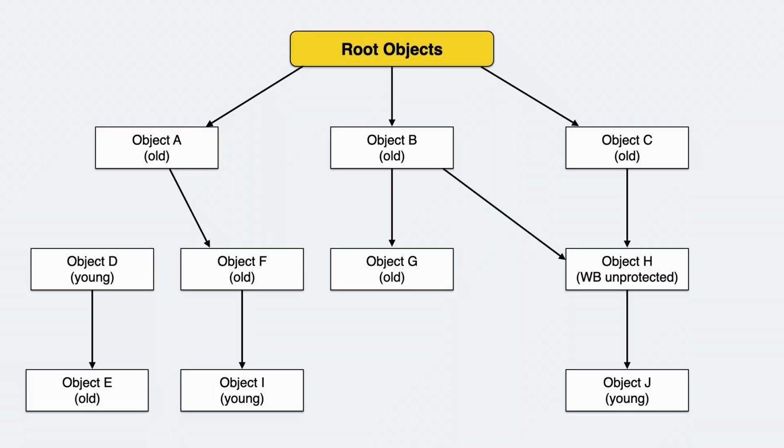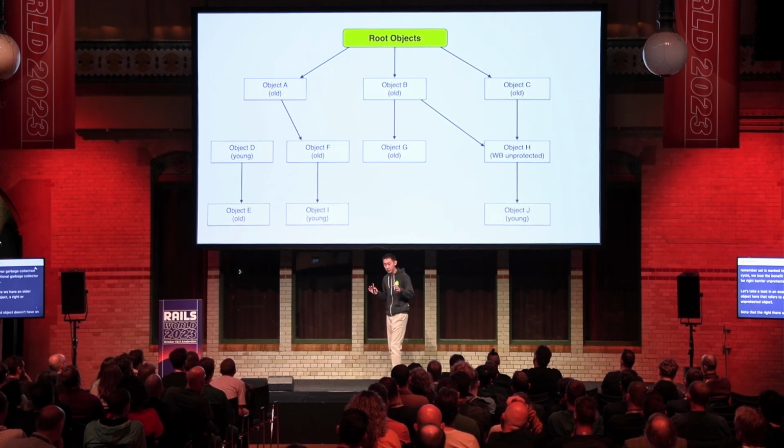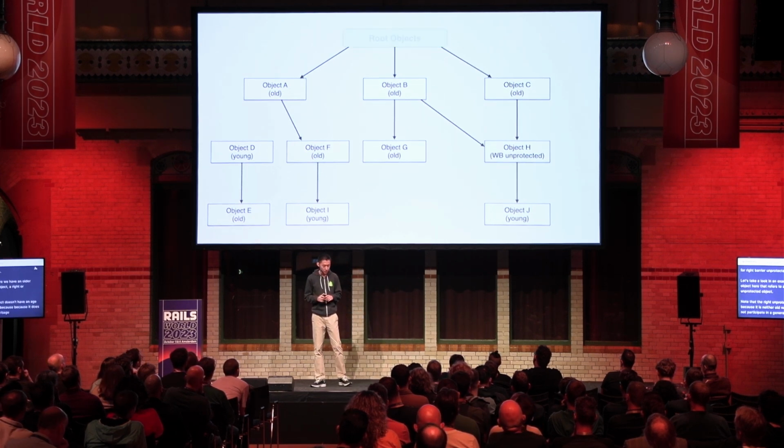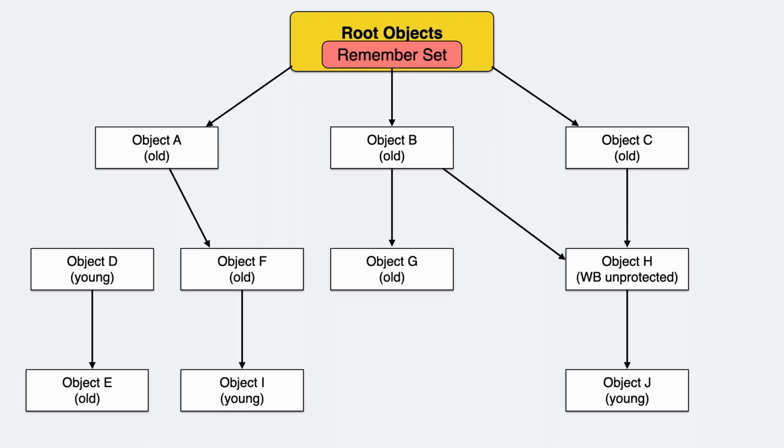Let's take a look at an example where we have an old object here that refers to a young object and a write barrier unprotected object. Note that the write barrier unprotected object doesn't have an age because it is neither old nor young, because it does not participate in the generational garbage collector. So we now introduce the remember set, which is part of the list of root objects. The write barrier would add object F to the remember set due to the reference to the young object, and the write barrier unprotected object will always be in the remember set. In a minor garbage collection cycle, we first color every old object as black.